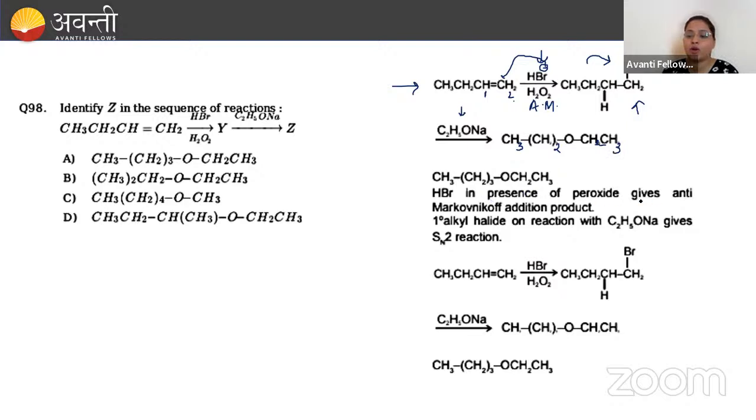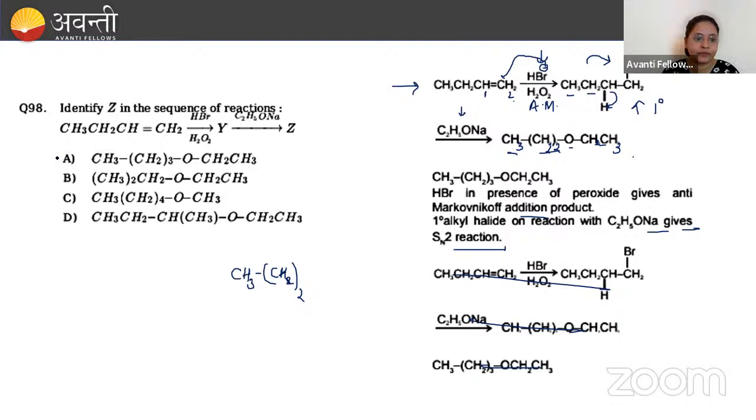So HBr in the presence of peroxide gives the anti-Markovnikov addition product. And this primary alkyl halide on reaction with C2H5ONa gives an SN2 reaction. In the SN2 reaction, what are we going to get? CH3, CH2, CH3, CH2O, CH2, CH3. So here we will get these two CH2, CH3. This is CH3, this is CH2 and this is CH2. And what will be attached to this CH2? OCH2, CH3.